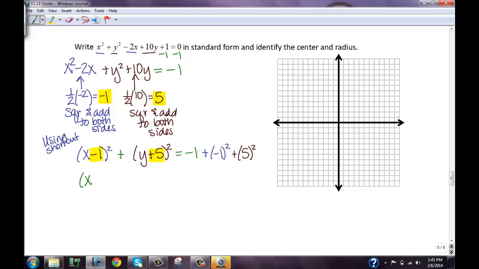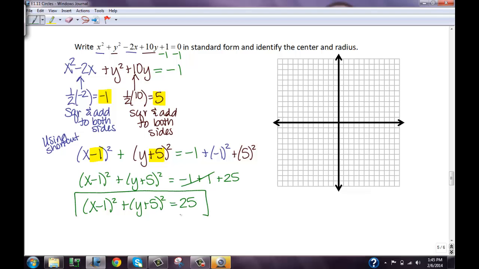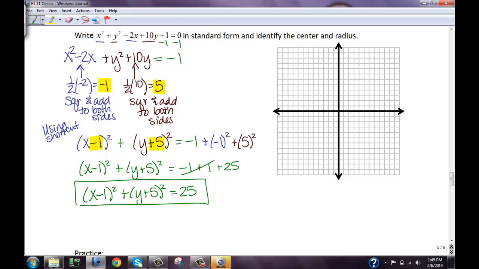So on the left I have x minus 1 squared plus y plus 5 squared equals -1 plus 1 plus 25. Notice my 1's are opposite, so those just cancel. So I end up with x minus 1 squared plus y plus 5 squared equals 25. So that is the standard form of this circle. And then I'm going to go ahead and identify the radius and the center and graph it.